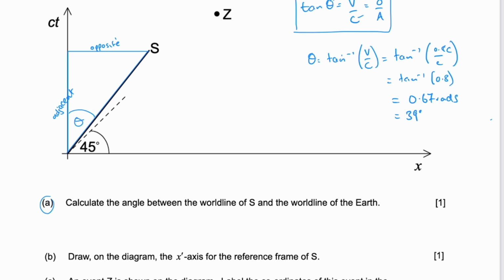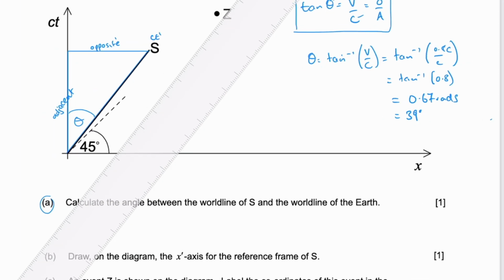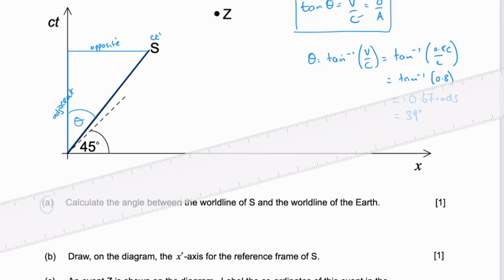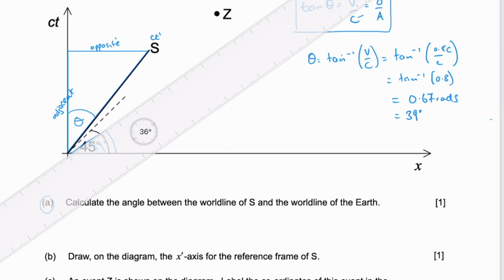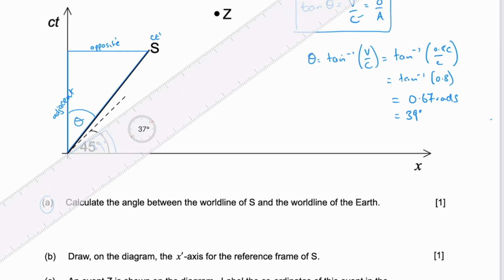B. Draw on the diagram the x dash axis for the reference frame of S. Okay, well the world line we've already drawn here for S is the ct dash axis. And the x dash axis is going to have the same angle of 39 degrees from the x-axis. So we're going to go 39 degrees. Actually, I have a very useful ruler that can do that on here.